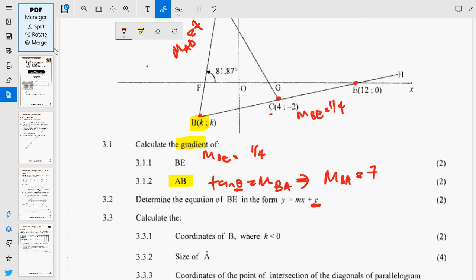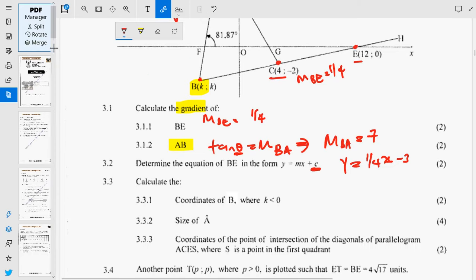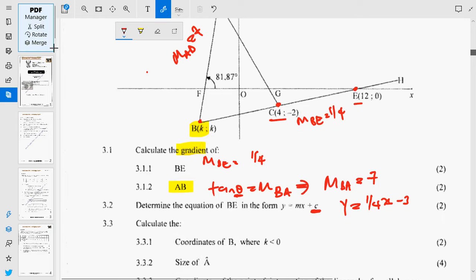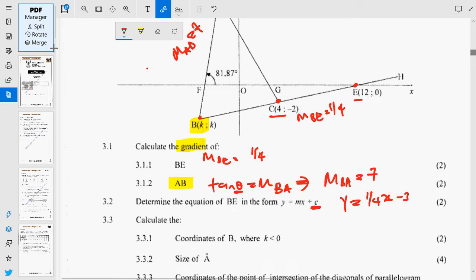You can choose point C or point E, it doesn't matter. And there you are going to get your equation to be y = 1/4 x - 3. Okay. Now it starts getting a little bit tricky. Now they are saying calculate the coordinate of B. Now please don't freak out here.